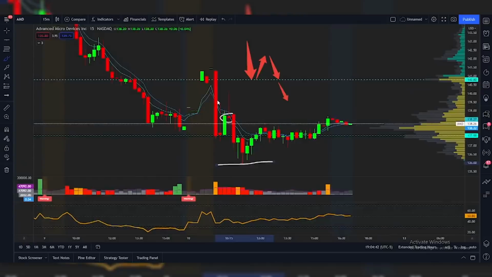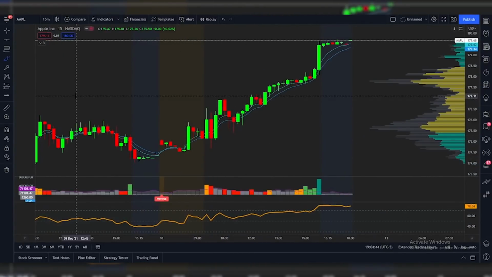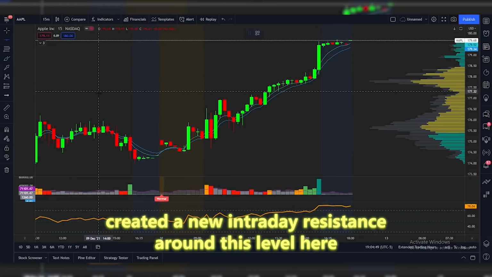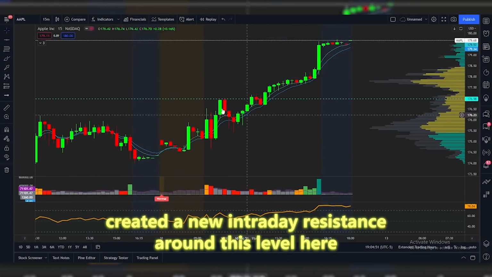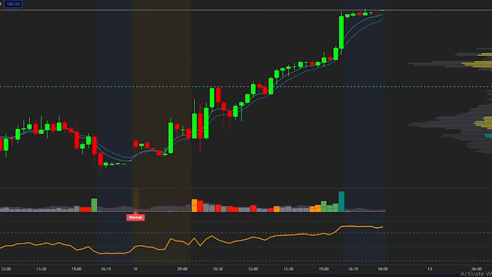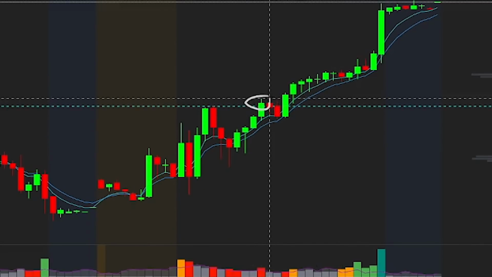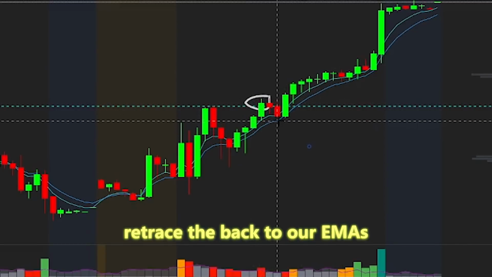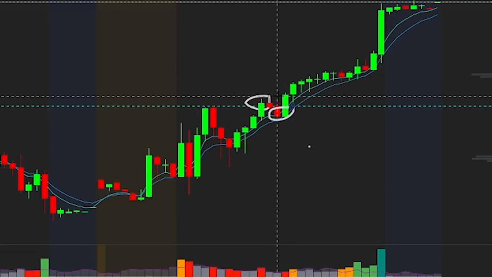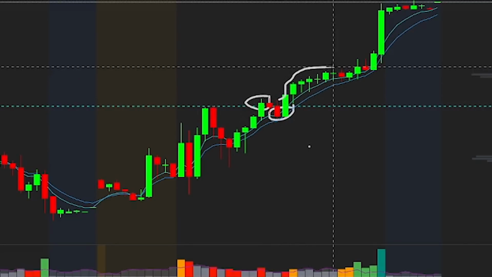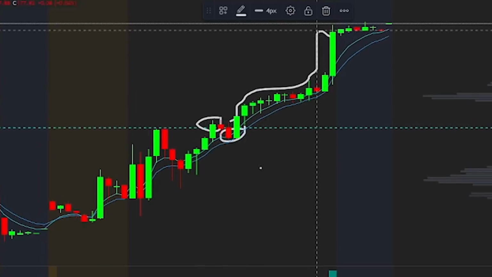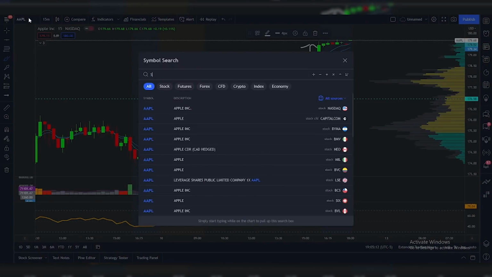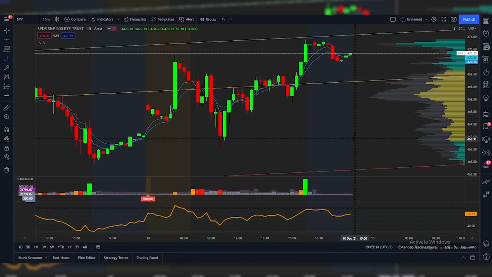Moving on, something like Apple that we played. So you guys can see Apple pretty much broke past, created a new intraday resistance around this level here, right? So in the Discord, we called this breakout on the 15 minute. It pulls back, retraced back to our EMAs, which is where we would add more, and then you would have been able to hold throughout all this all the way to the end of the day, just based off the 5 and 8 EMA. With the 5 and 8 EMAs, what I'm always looking for is I just want the stock to hold above it.